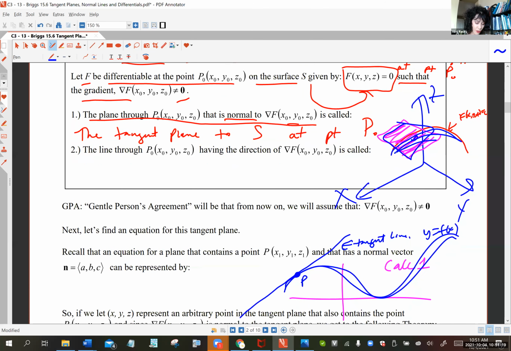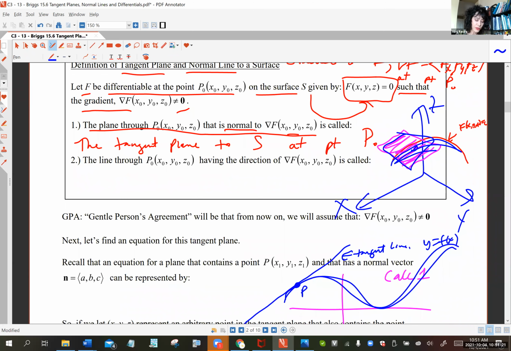So why is that cool? Well, we're going to use the gradient as a normal vector to the tangent plane. To get the plane equation, and this is from a few weeks back, you need a point on the plane and a vector normal to the plane in order to come up with the full equation. So that's important.